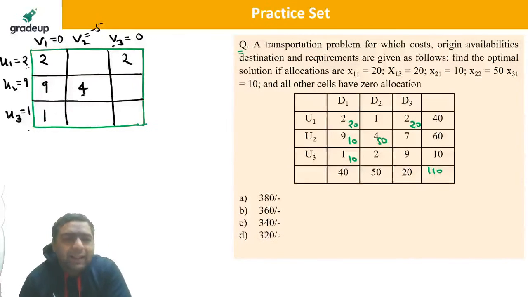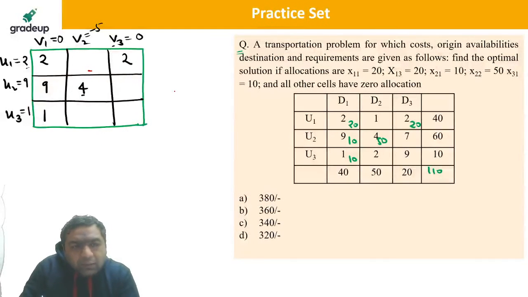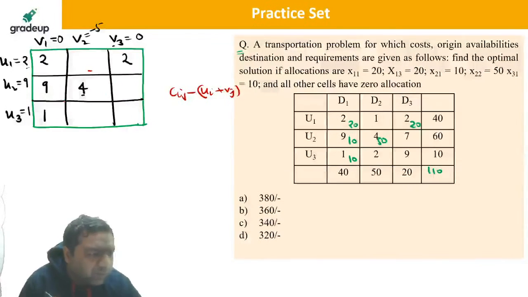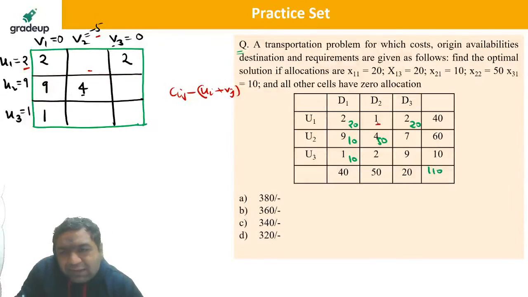Okay guys, and then what you will be doing, the second step is Cij minus (Ui plus Vj) for unallocated cells. So in objective problems, we will be doing it in the same matrix to save time. So Ui plus Vj, 2 minus 5 is minus 3. When you subtract this from the Cij, it will come out to be 4. Yes.